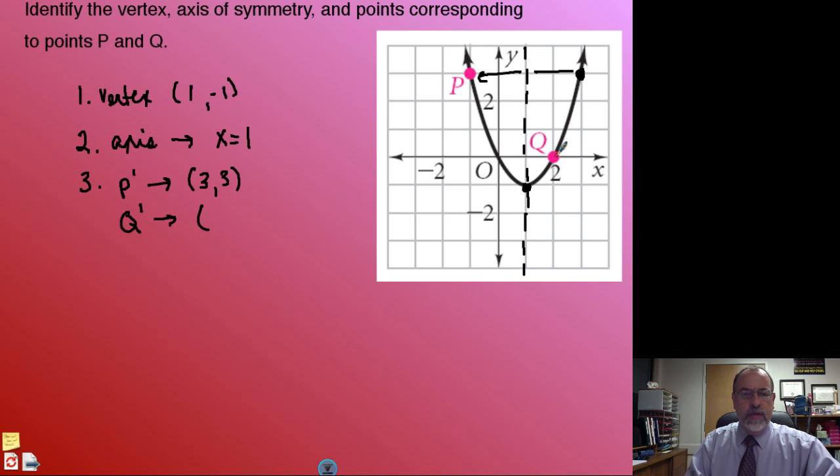And then Q prime would be the coordinate, well, this one is this way, so there's a corresponding point right here. So that coordinate is 0, 0. Alright, so not too difficult, but those are a few things that you will be asked to do, knowing the vertex, where the axis of symmetry is, and then these corresponding points.